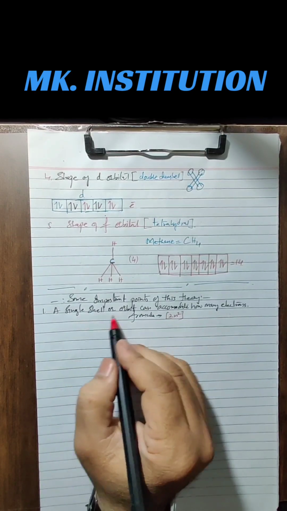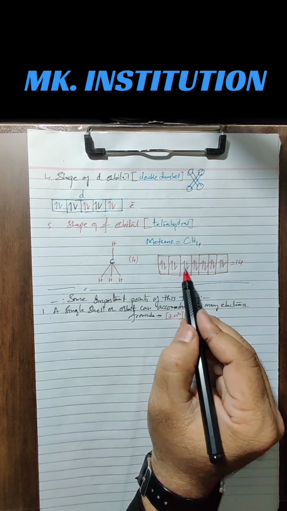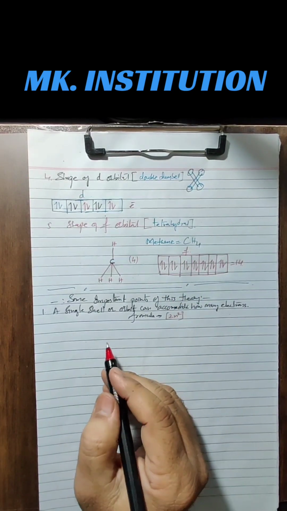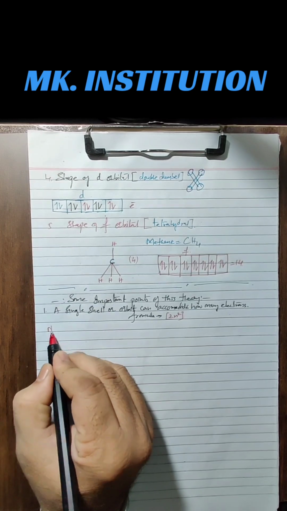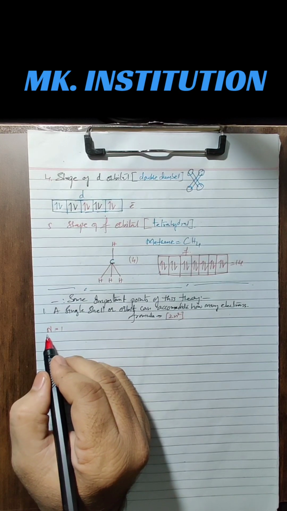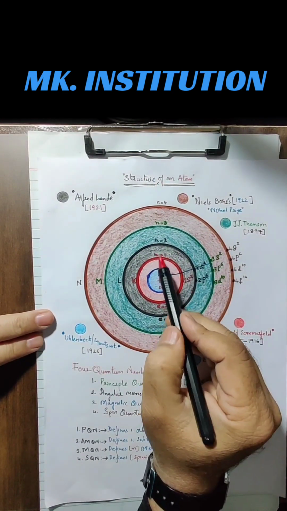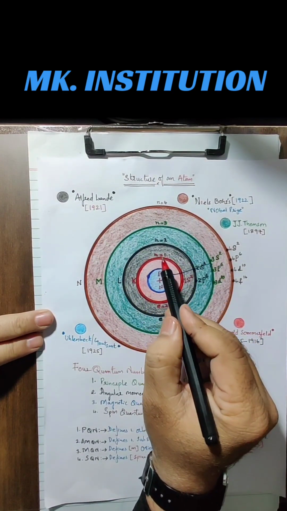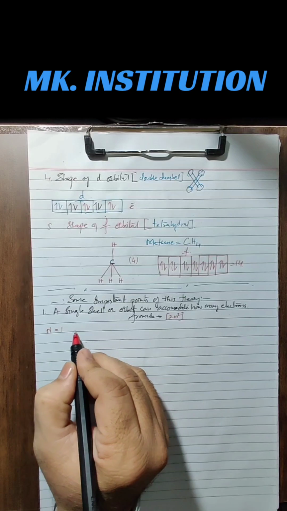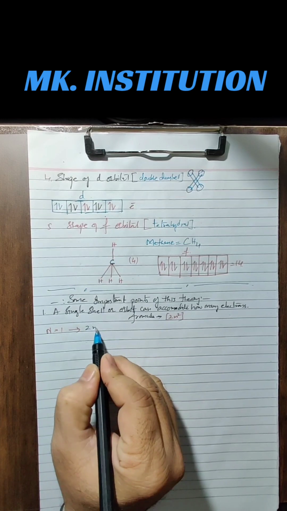Clear? Each shell or each orbit, how many electrons can it accommodate? Now we have to show that here. First, n equal to 1. What does n mean here? Principal quantum number, as already told. This n1, n2, n3, n4. We are talking about n1 now. The formula is 2n square.